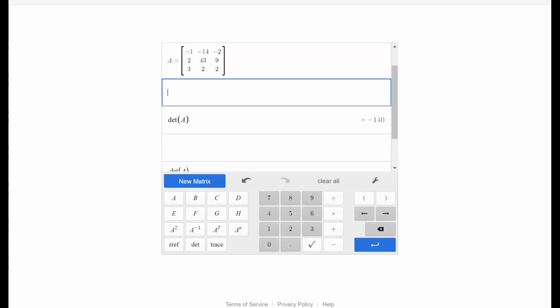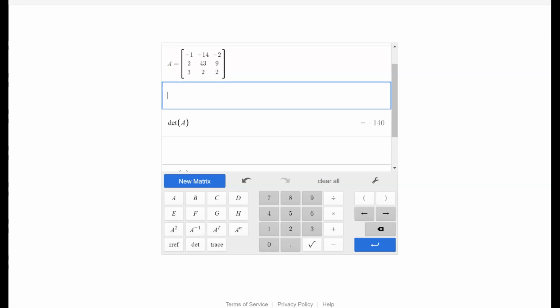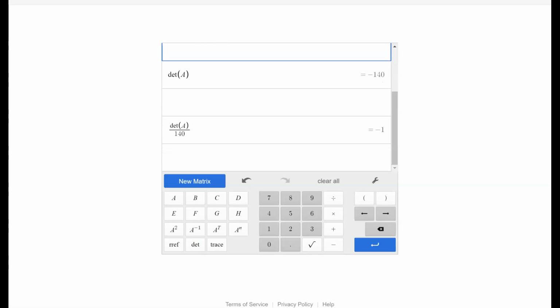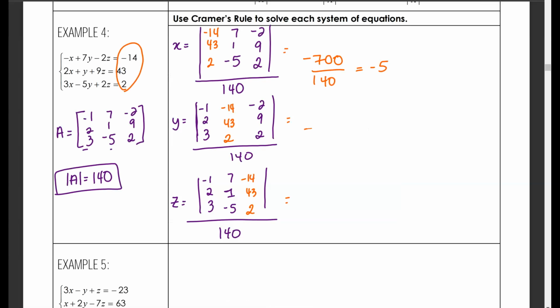So we have a new determinant, right? Actually, it's kind of nice because it changed all the way through. And notice that our new answer is going to be negative 1. So our determinant of A is going to be negative 140. This will be negative 140 over 140, which gives us negative 1.